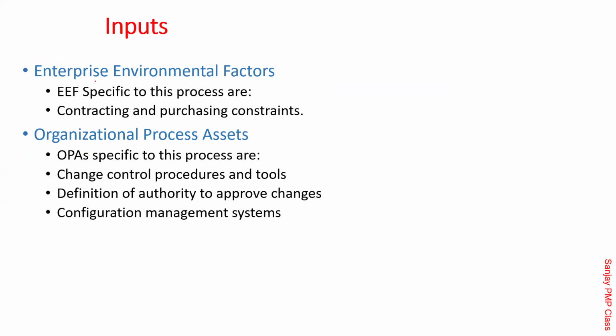The EEFs: contracting or purchasing constraints. When you are actually doing the work, there are certain constraints. For example, there are rules that this type of item you cannot import, this will have to be bought only from India. There are certain rules like that. Then the OPAs: the change control procedures and tools, as I told you, a system which allows you to raise the CR till the approval. Those are procedures and tools which are there.